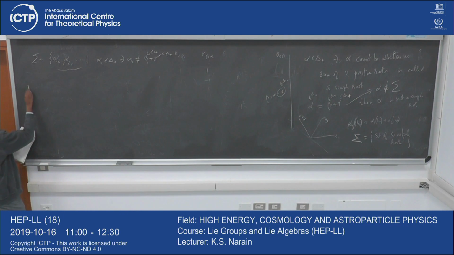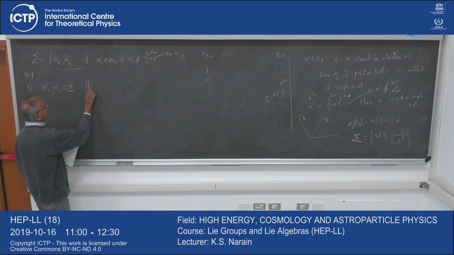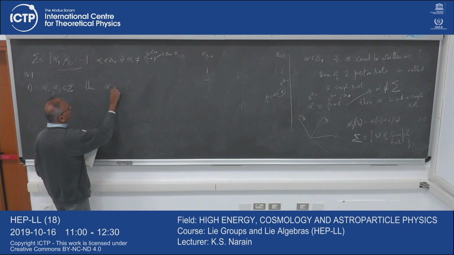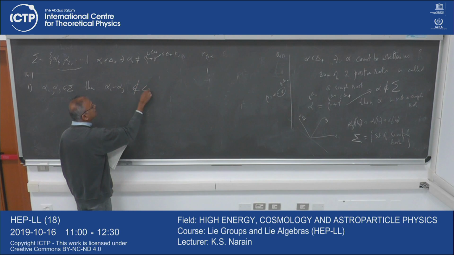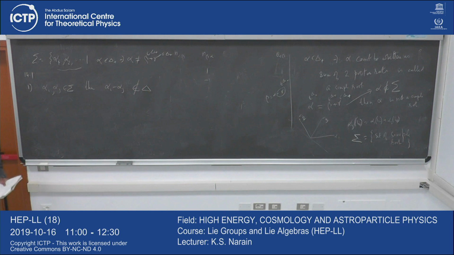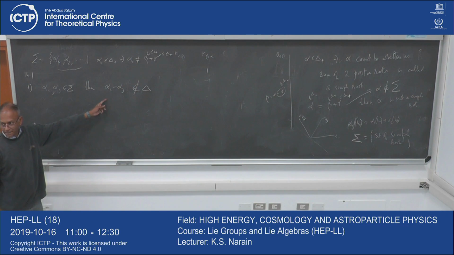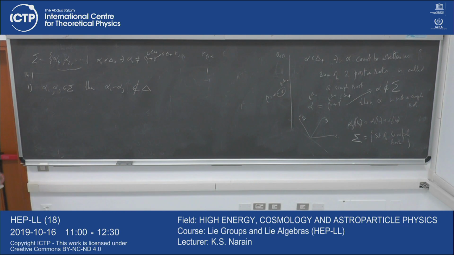So the first statement, this is theorem 14.1, is that if alpha I and alpha j belong to sigma, then alpha I minus alpha j does not belong to the roots. All the roots, not just the positive or negative, all the roots. So this is simply not a root. That's the first statement.